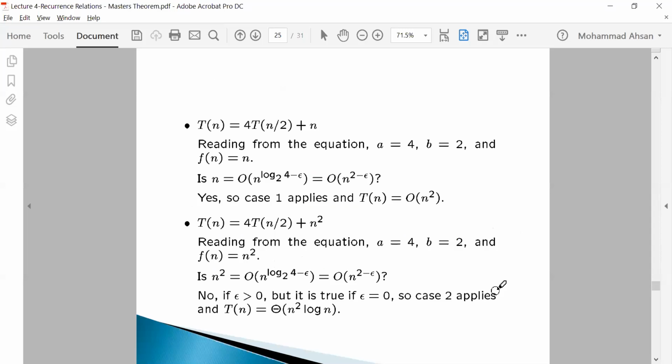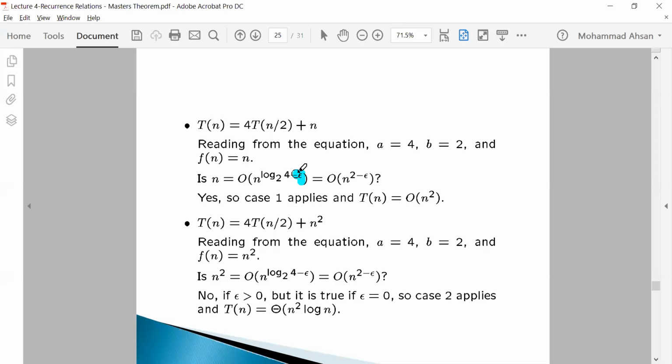So let's see one example. Whenever you have Master's theorem, forget about this highlighted part, just calculate n to the log a to the base b. So your a is 4 and b is 2, so you're calculating log 4 to the base 2. What is 4? 4 is 2 squared. 2 log 2 to the base 2, which gives n squared.